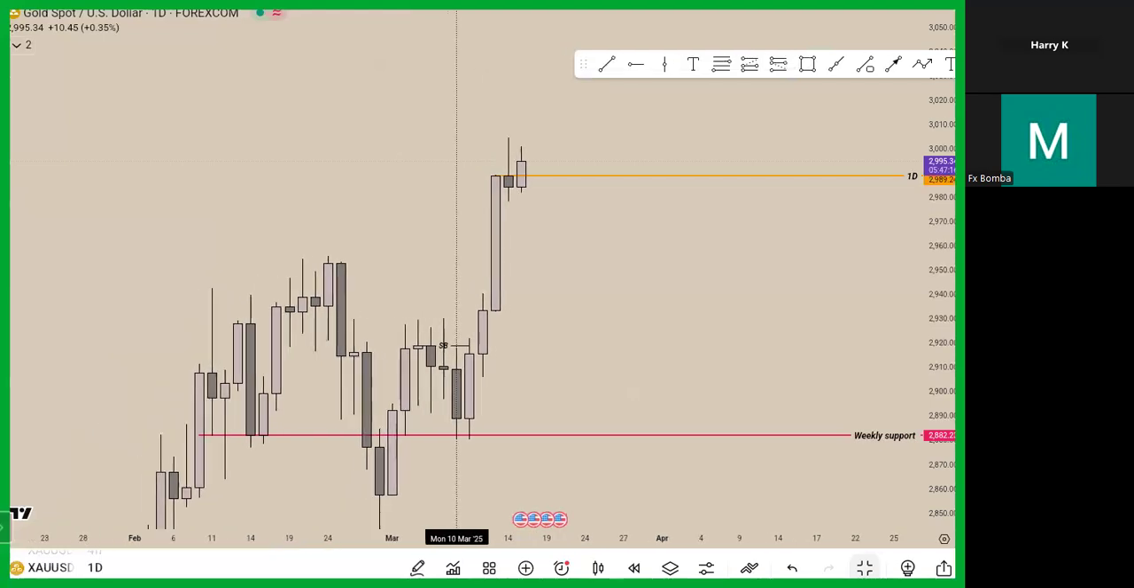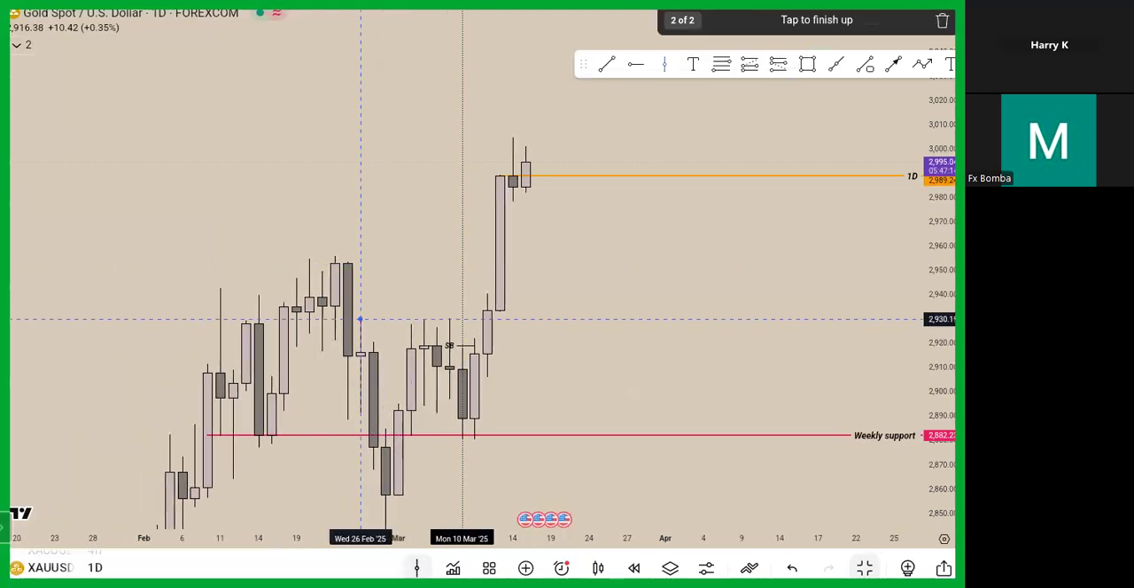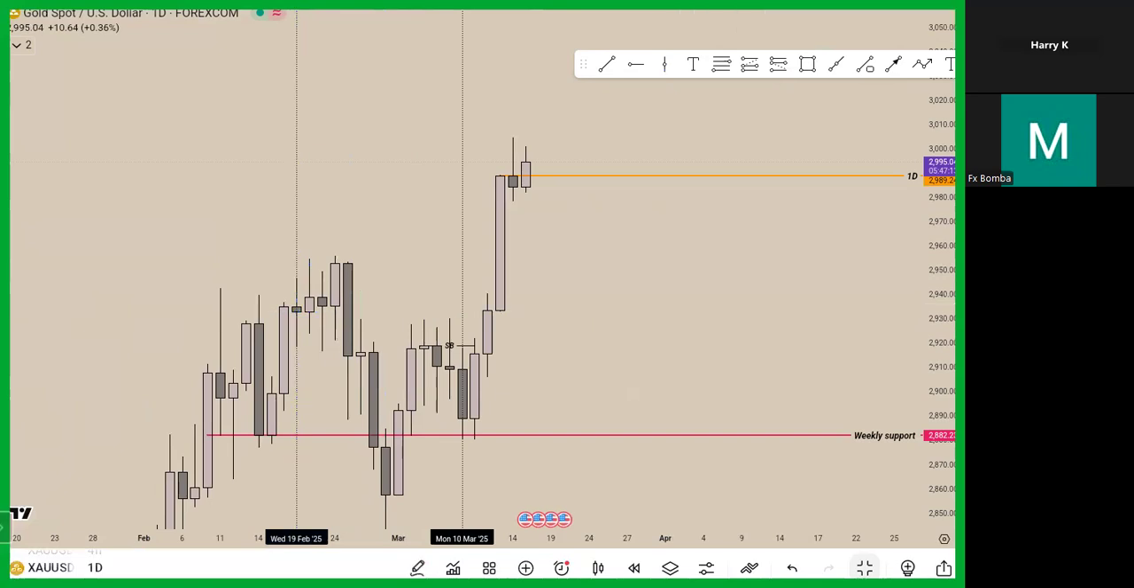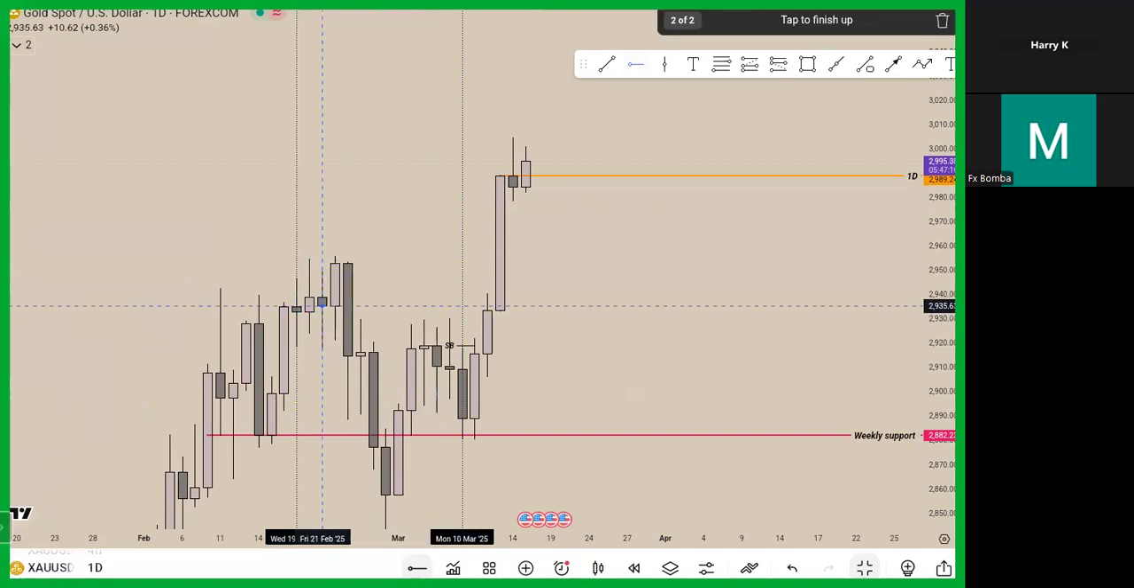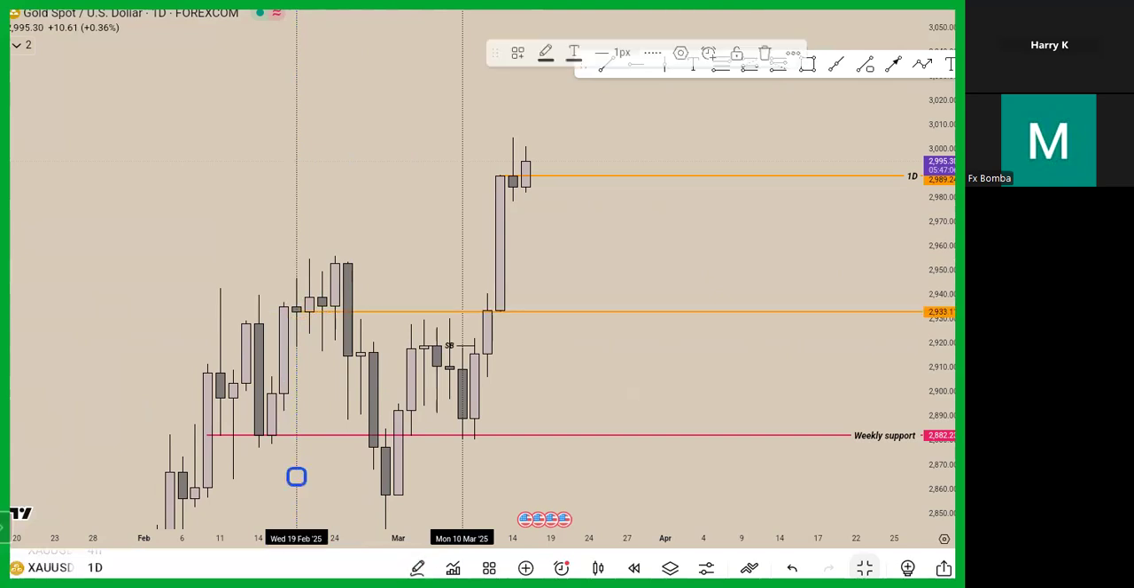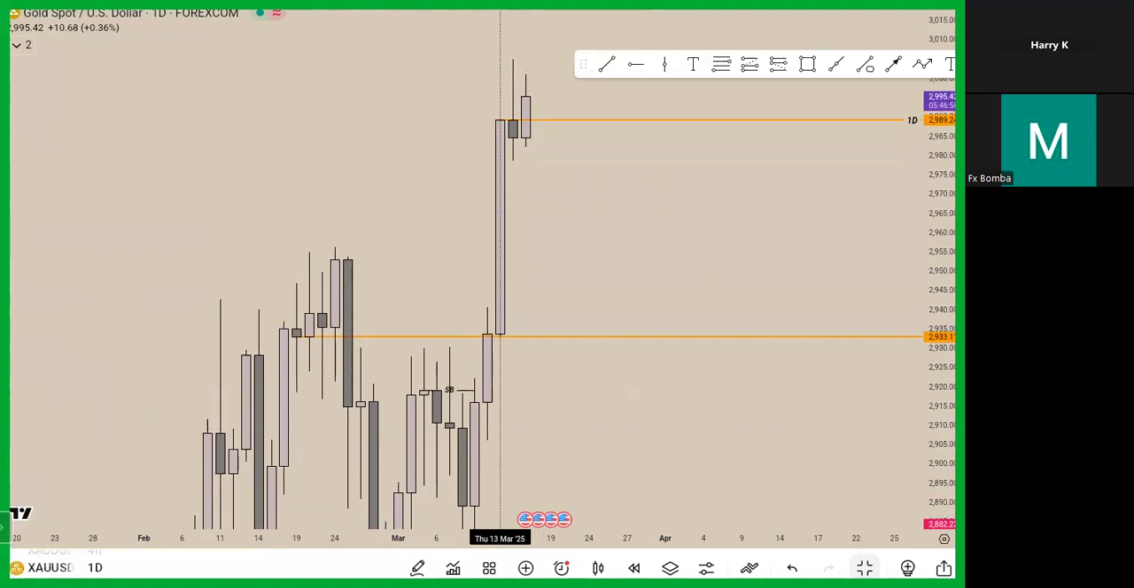Then you can see that last week we rejected from this area. We rejected from here, meaning we had daily rejecting daily. Daily rejected daily, from here. Then what we do, we go to the H4. Can you mark that? Are you seeing this area? Yes, it was rejected.